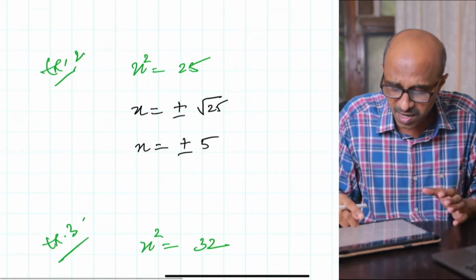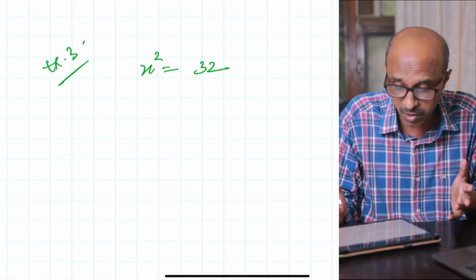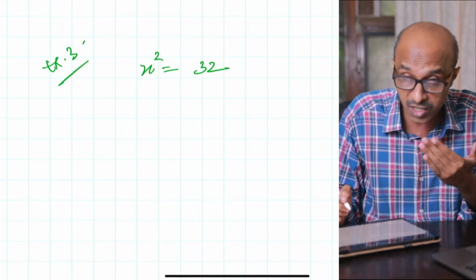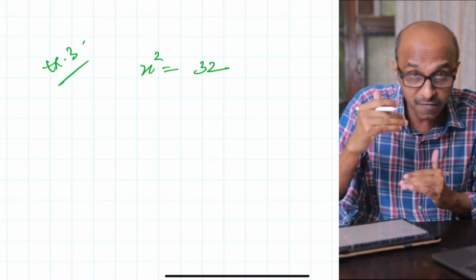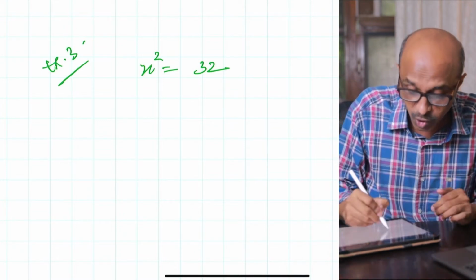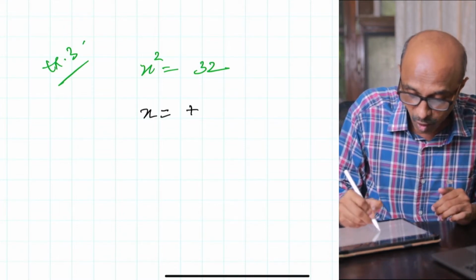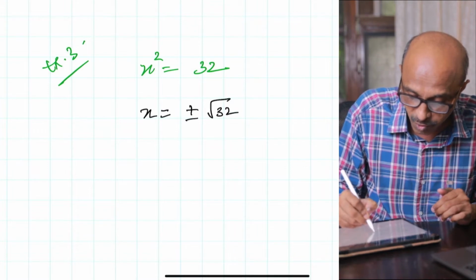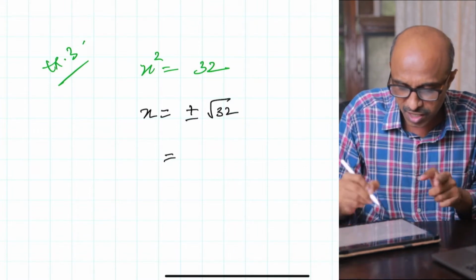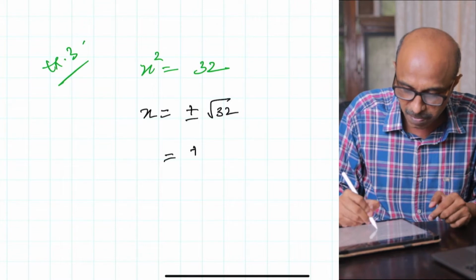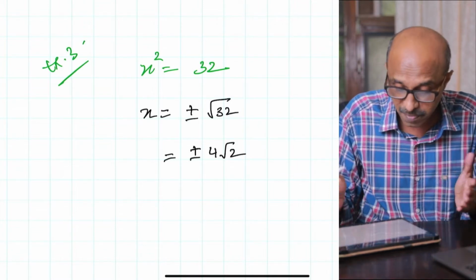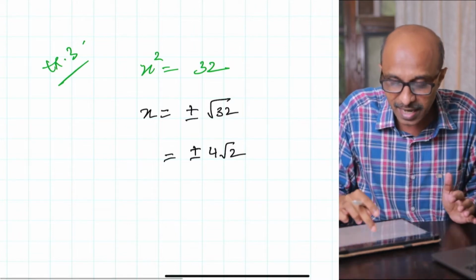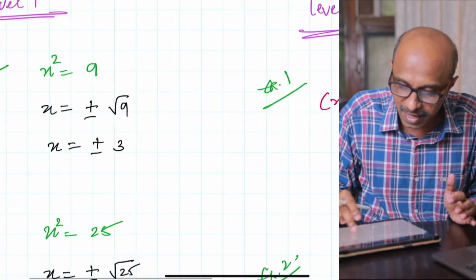And even if you had a weird number like this, I mean, there's nothing weird about 32. It's just that it's not a perfect square, but the algebraic process, as we did in the first two cases, should be the same. So you should be able to write x as plus or minus the square root of 32. And you can write 32 as 16 times 2, and that would just be plus or minus 4 root 2. Clear? That's simple.